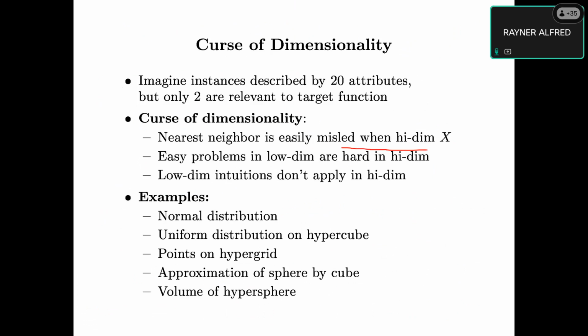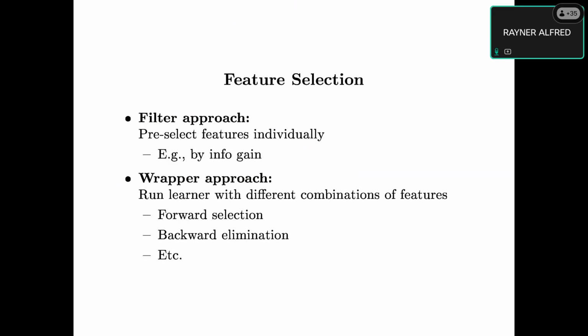If you have low dimensionality, then it's better. So what we want to look at here is how do we select relevant features? How do we reduce the number of features that we have? In order to do the feature selection, we can use info gain. And there are two approaches here. The first one is called the filtering approach. The second one is called the wrapper approach.